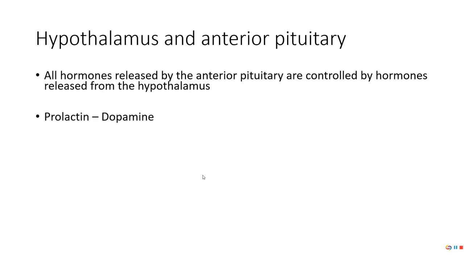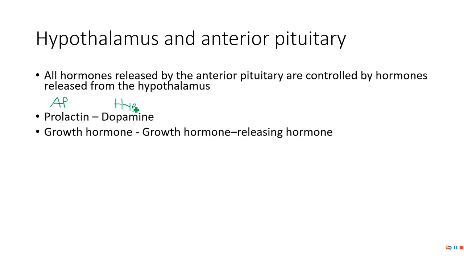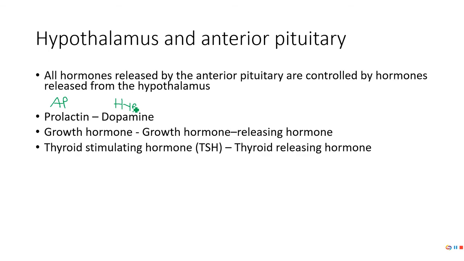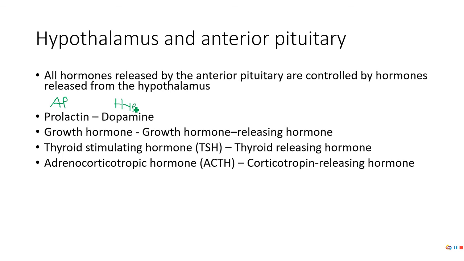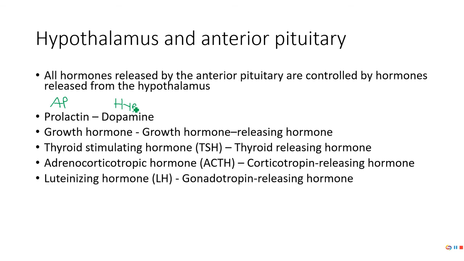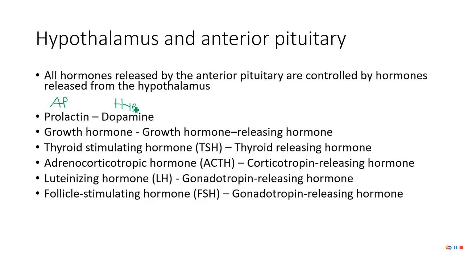The ones on the left are released by the anterior pituitary, and the ones on the right are released by the hypothalamus. We'll just put HYP there for hypothalamus. So dopamine causes the release of prolactin. Growth hormone releasing hormone causes the release of growth hormone. Thyroid releasing hormone causes the release of thyroid stimulating hormone. Corticotropin releasing hormone causes the release of ACTH. Gonadotropin releasing hormone causes the release of both luteinizing hormone and follicle stimulating hormone.